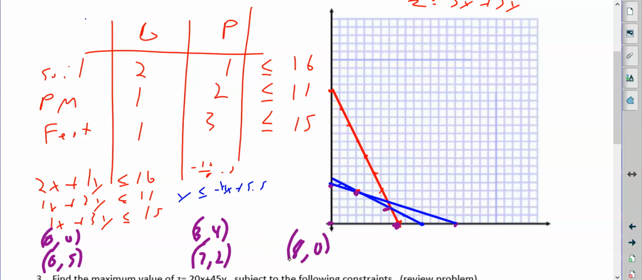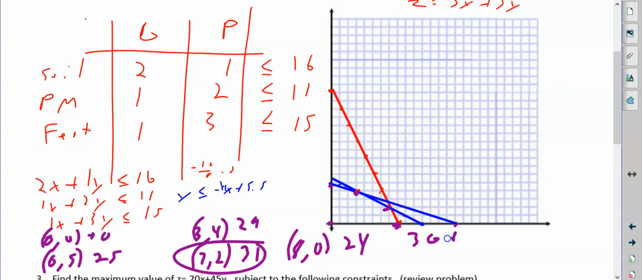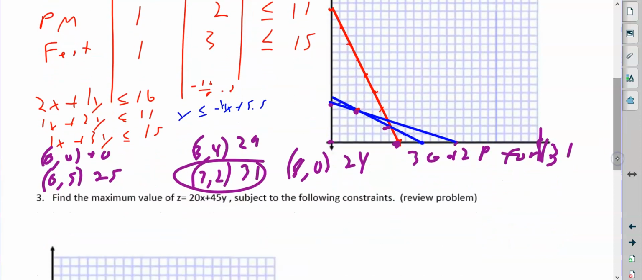Okay, so I'm just going to tell you what these numbers are. We don't have a lot of room. So that's 0. 0, 5 is 25. 3, 4 is 29. 7, 2 is 31. And 8, 0 is 24. So here's our winner. Okay, 3 gardening and 2 potting for $31. And again, that would have been this area right here.